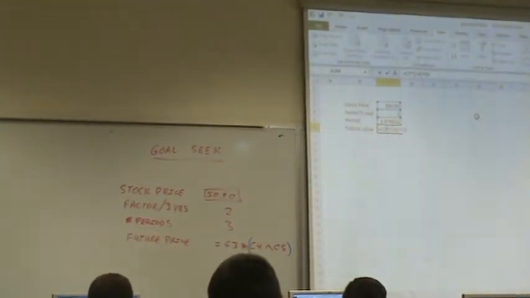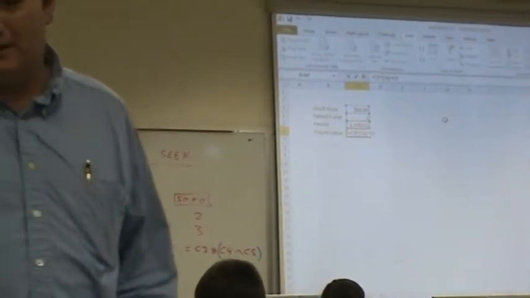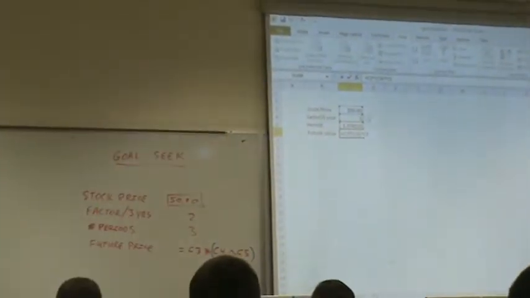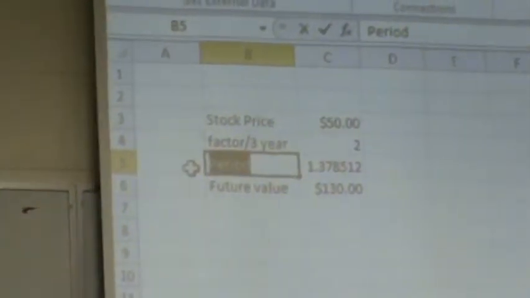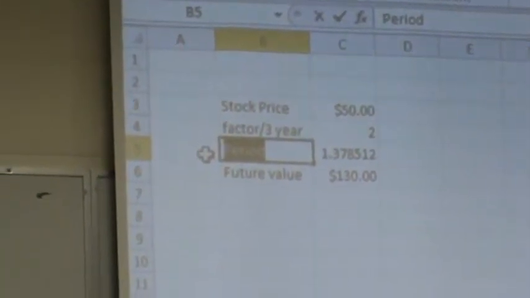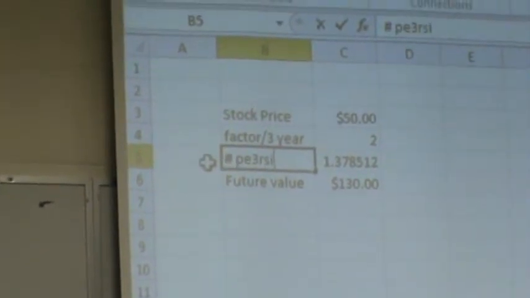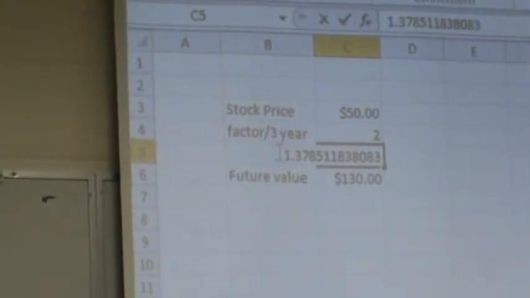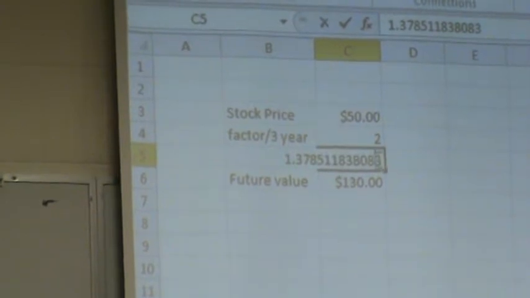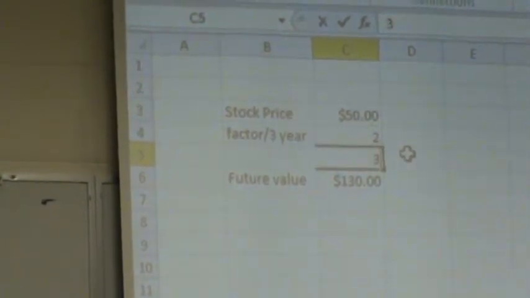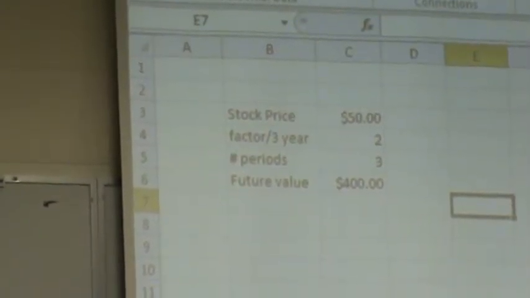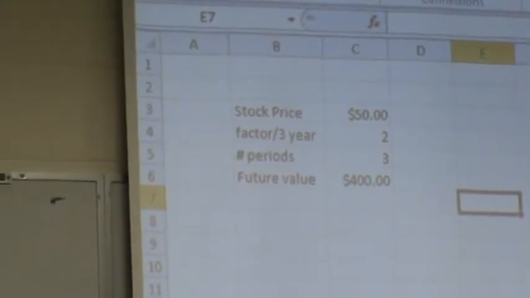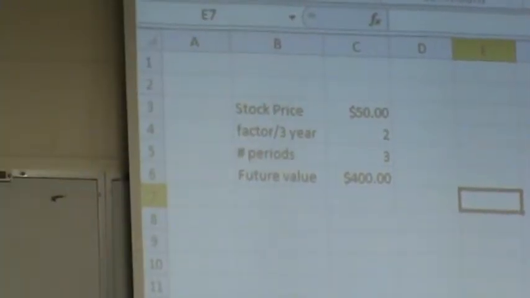So let's say every 3 years the stock doubles, and then the number of time periods we do this is, we'll just say 3 for now. Number of periods is, and then if we decided we wanted to change this, make this number a 3, we would end up with $400.